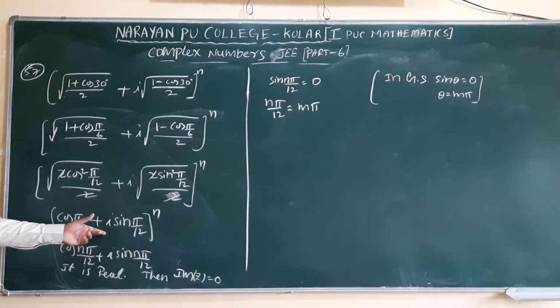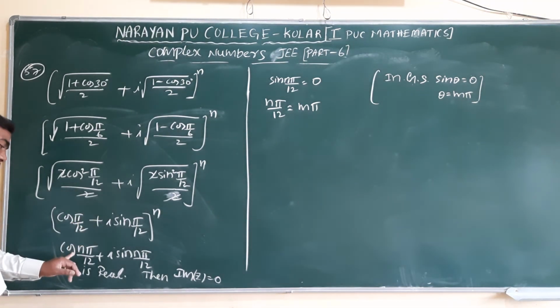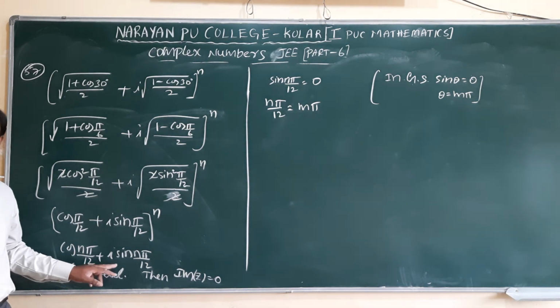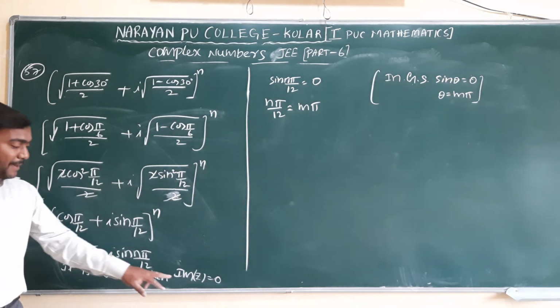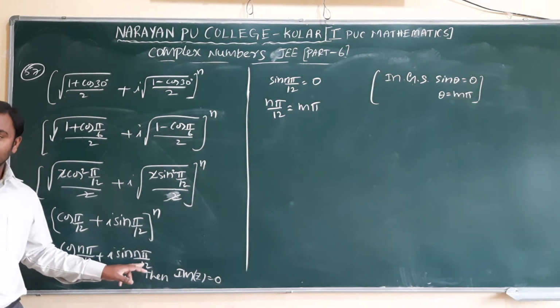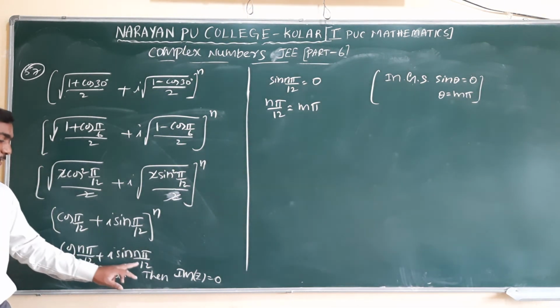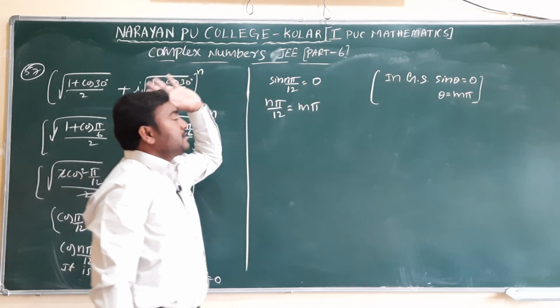Here by applying De Moivre's theorem, what do we get? Cos of n pi by 12 plus i sin n pi by 12. But again it is real, then the imaginary part of this should be 0. Here the imaginary part is sin n pi by 12. We can write sin n pi by 12 is equal to 0.